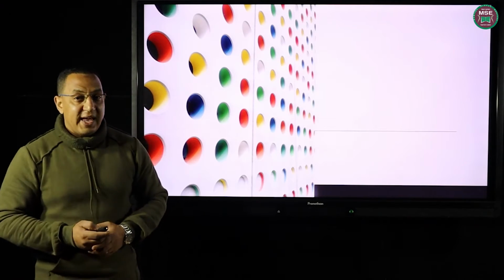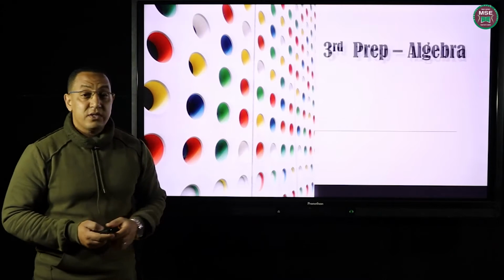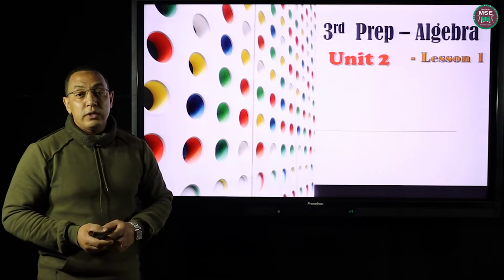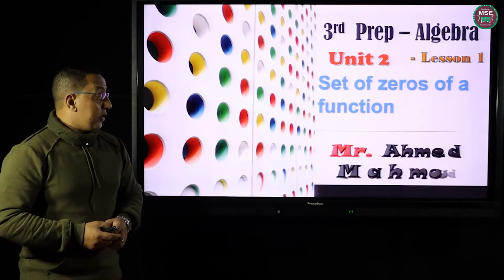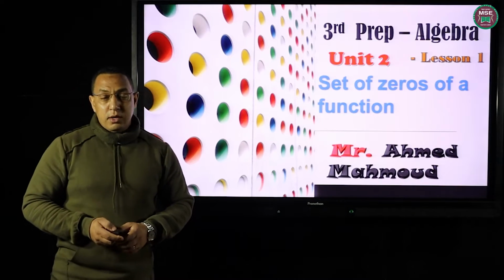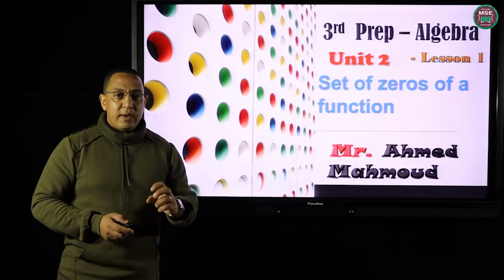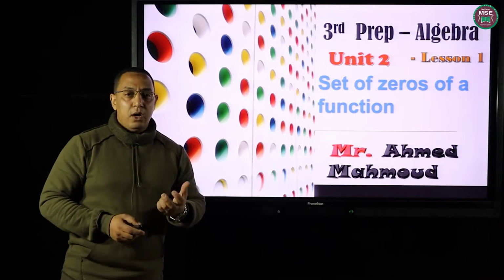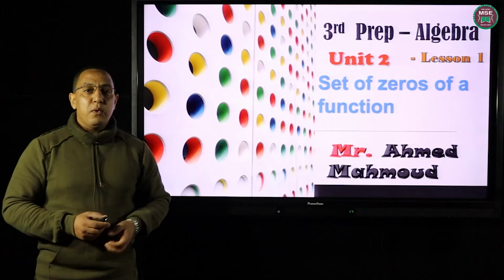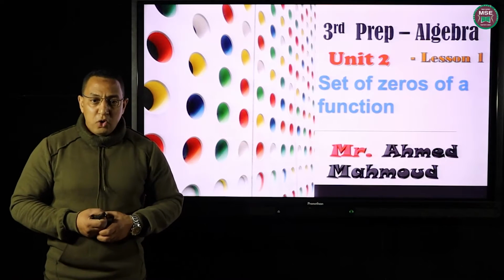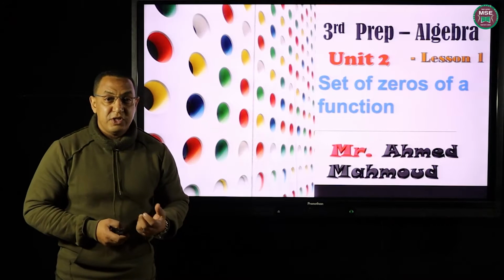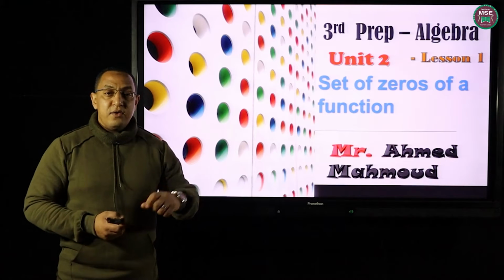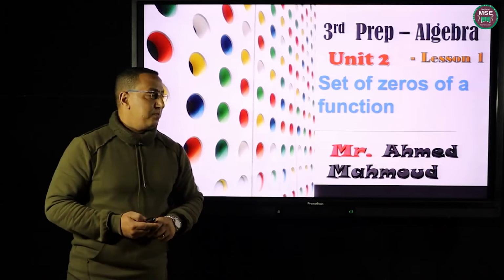Today, inshallah, we have the first lesson in Unit 2. The lesson is called Set of Zeros of a Polynomial Function. In this lesson, inshallah, we are going to learn what the set of zeros means and how we can find the set of zeros, or the values which make the function equal 0. Let's start the lesson.